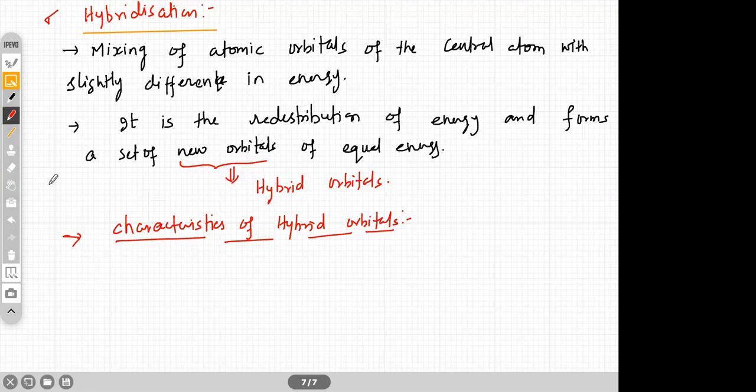First point, write down. All hybrid orbitals have the same energy. Already I've given you this. They have same or equal energy.